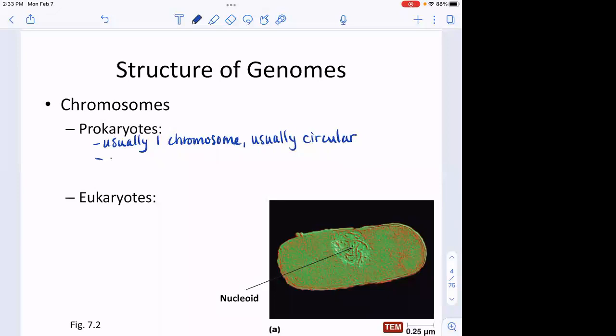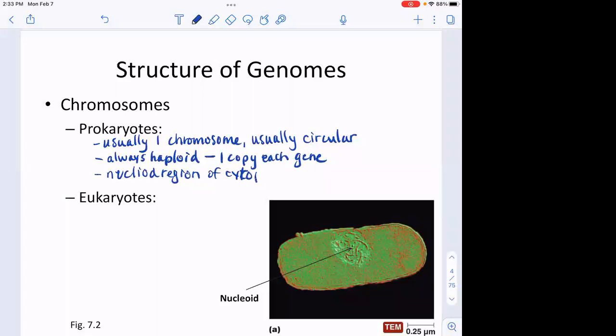They want it that way because it's always going to be haploid. That means that they have 1 copy of each gene. You've only got 1 shot at it, so they have to protect that. And remember, that's going to be found in the nucleoid region of the cytoplasm. It's kind of hard to see from this picture, but remember, it's just not enclosed in a membrane.